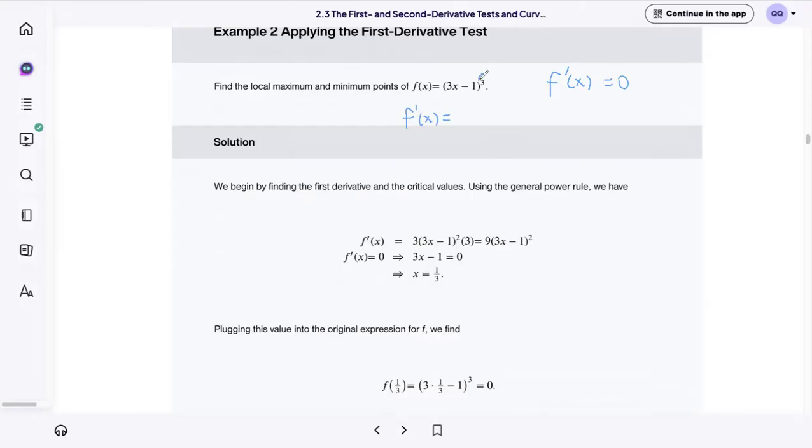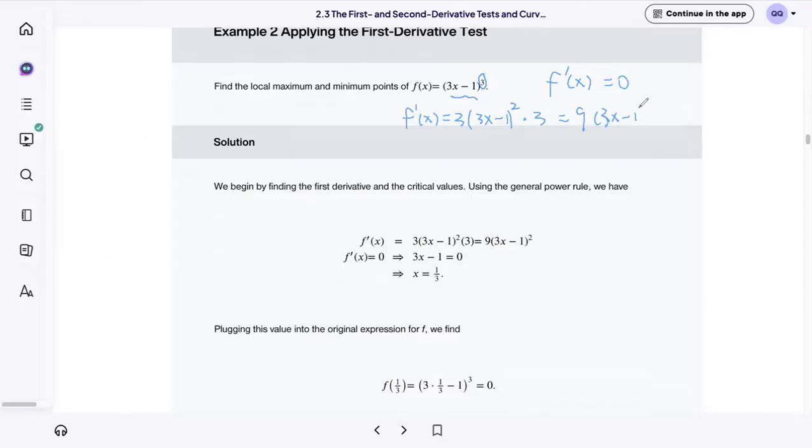So first we have to deal with this layer. We take the 3 down, we keep the inside, whatever the inside is, 3x minus 1, now raised to the square. Then we multiply by the derivative of the inside, which is 3. 3 times 3, 9.